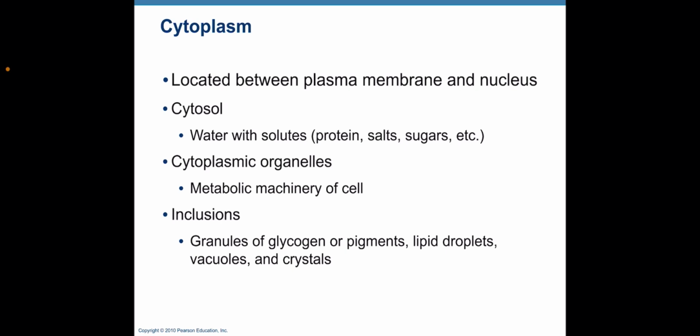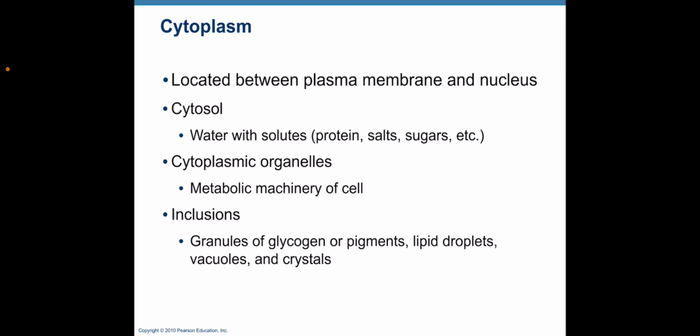So the first thing that a cell is made out of is, we've talked about the plasma membrane, but inside that plasma membrane is the cytoplasm, and it's located between the plasma membrane and the nucleus. It is called cytosol, and it's water with solutes in it, so protein, salts, and sugars, as well as organelles. And this is the metabolic machinery of the cell. We need to remember that metabolism is the balancing out of homeostasis.